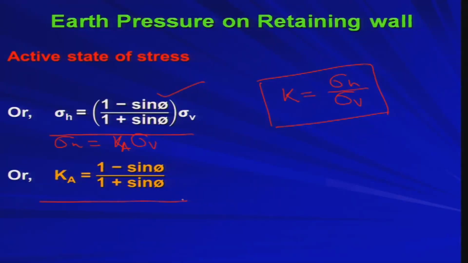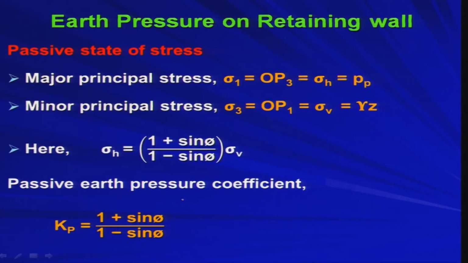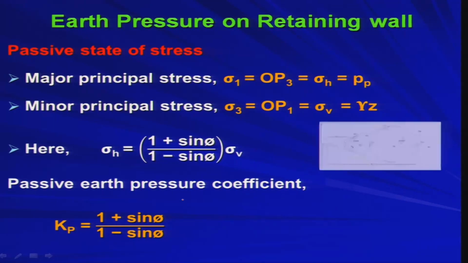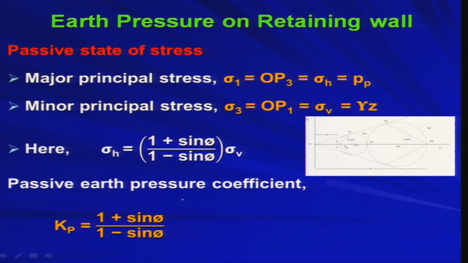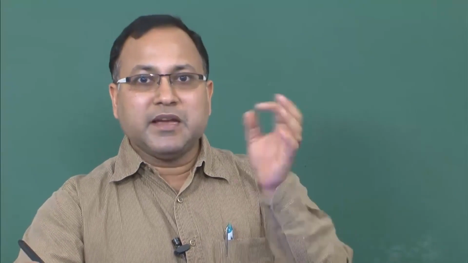Now, we are going to the passive state of stress. In case of the passive state of stress, we already know that in the active state there is a certain pressure exerted on the wall. In the passive state you will be getting more pressure on the wall as compared to the active state.